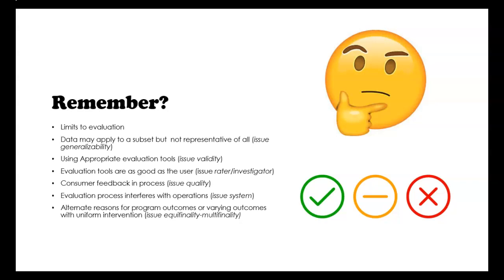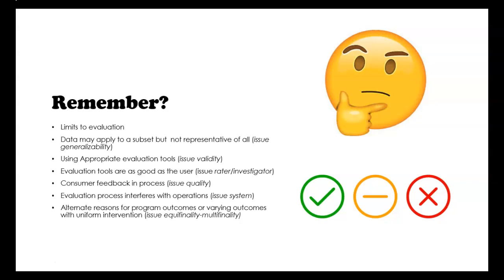Using appropriate evaluation tools, issues of validity. So, for instance, I identified earlier there are two types of depression screens. There's the BDI, which is a general depression screen, and there's Edinburgh, which is for pregnant and postpartum women, or perinatal depression. You may realize that some of your workers have been using the Edinburgh to score depression rather than the BDI, and you're not working with clients who are pregnant or postpartum.